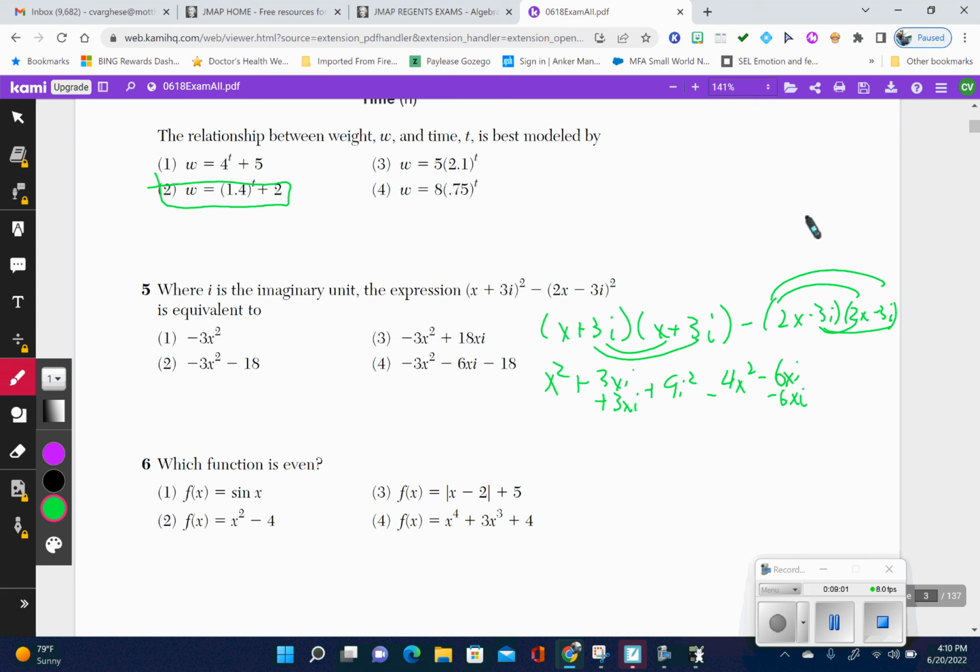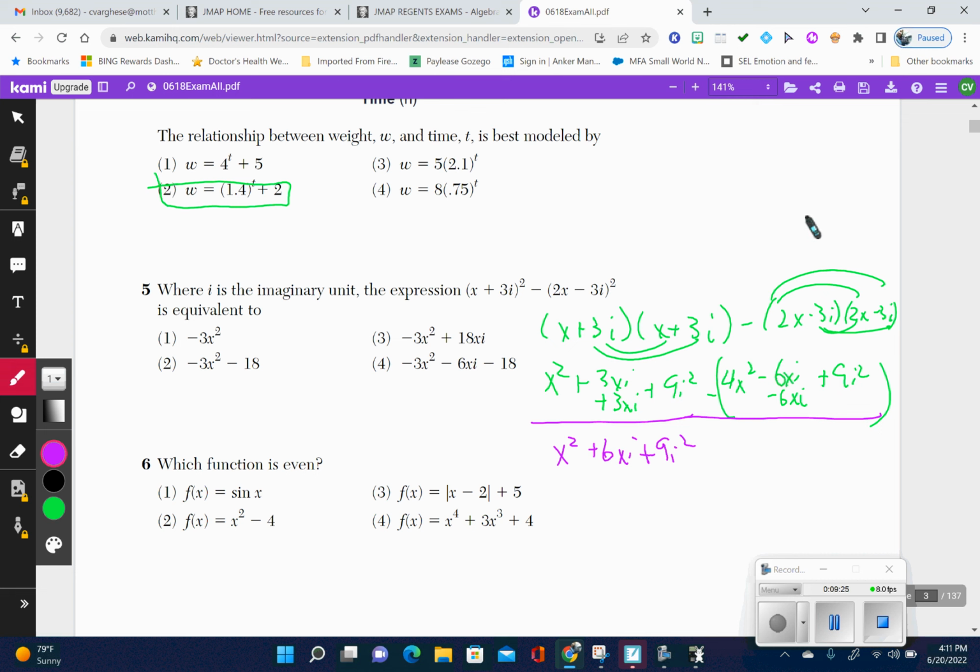And then this right here is going to be plus 9i squared. And this whole thing gets subtracted. So then we're going to combine like terms here. Let me just switch colors just so you can see it. These two right here are going to be combined, so it's going to be x squared plus 6xi plus 9i squared.